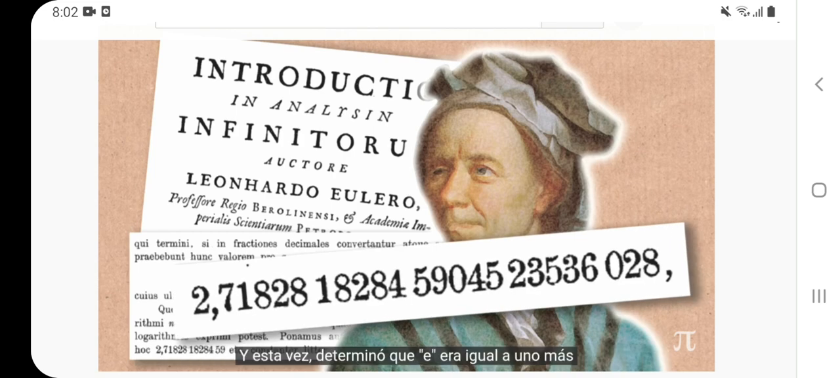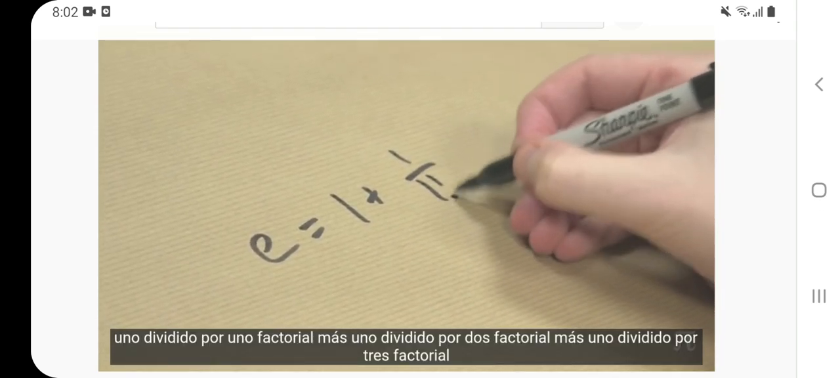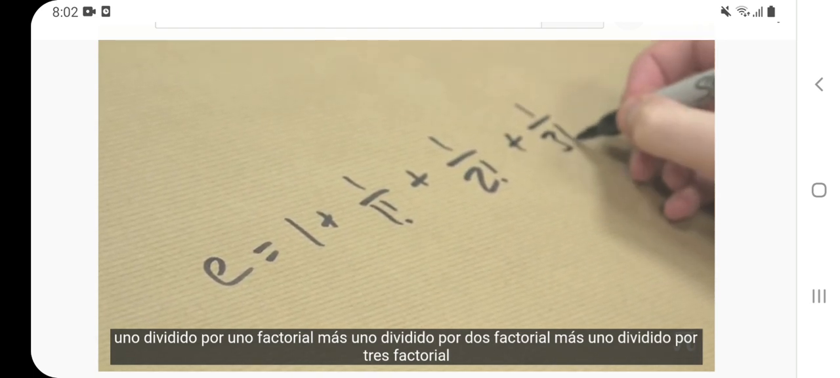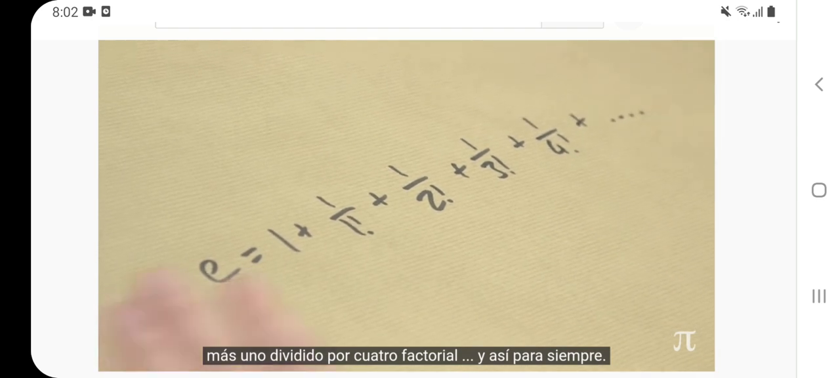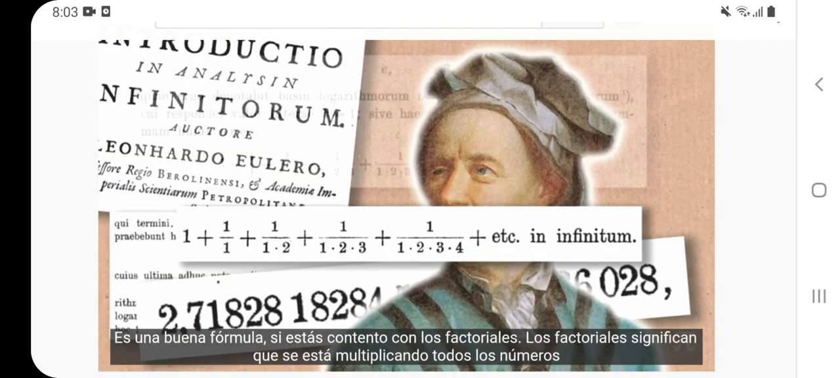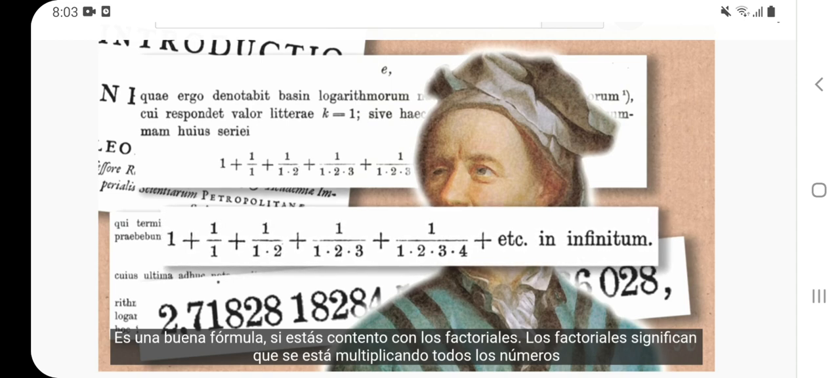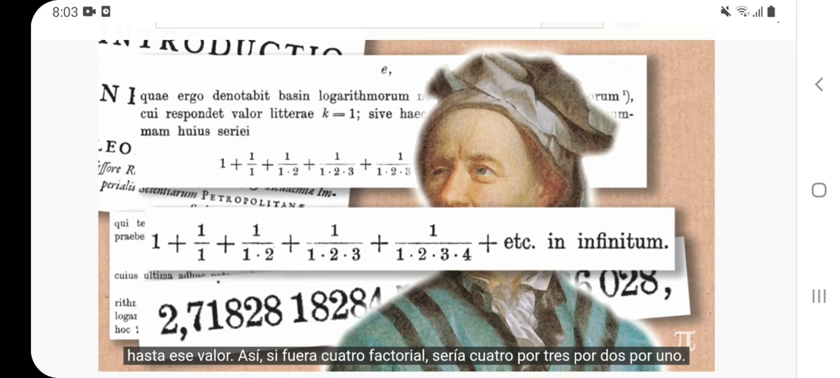So this time, he worked out that e was equal to 1 plus 1 over 1 factorial, plus 1 over 2 factorial, plus 1 over 3 factorial, plus 1 over 4 factorial. And this is something that's going on forever. It's a nice formula. If you're happy with factorials, it means you're multiplying all the numbers up to that value. So if it was 4 factorial, it'd be 4 times 3 times 2 times 1.